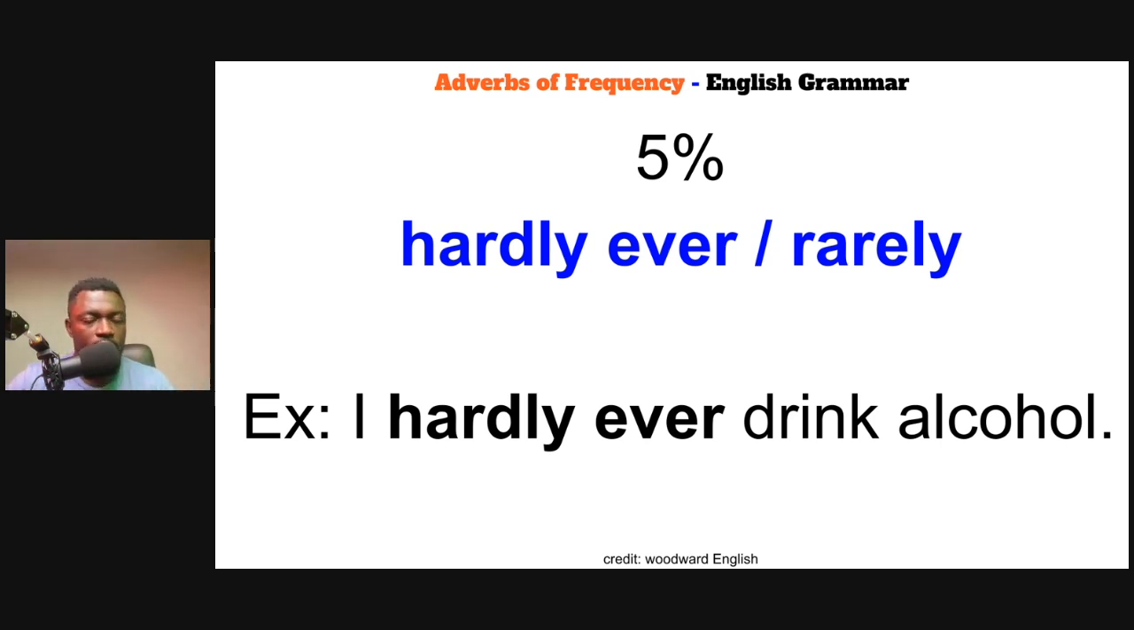Hardly ever, OK? N'oubliez pas, l'important c'est que vous soyez à l'aise avec ces adverbes, parce qu'ils font sonner plus beau. Quand vous voulez dire quelque chose, vous mettez l'adverbe pour embellir la phrase. Very important, all right guys? So, I hardly ever drink alcohol. Ça veut dire que moi, je ne bois presque pas de clairin. Alcohol veut dire clairin, grog.